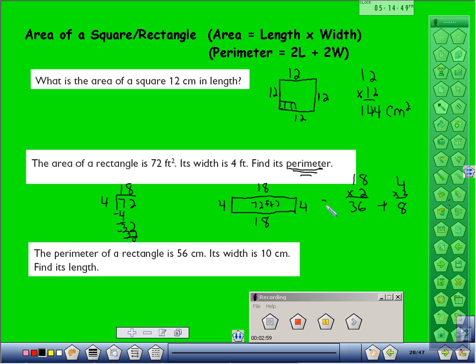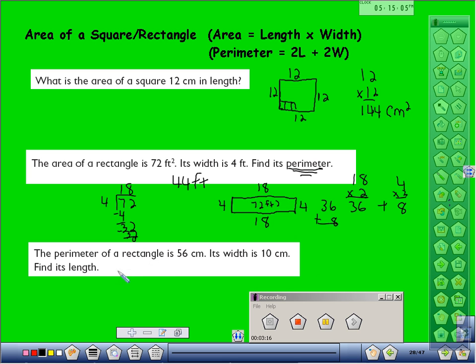We add 36 plus 8. In my mind I say 36 plus 10, which is 46. Then take away 2, because we only needed 8, which would give us 44 feet. Okay, we're not talking about square feet because we're not doing area. We're doing perimeter, so our answer would be in feet, not square feet.